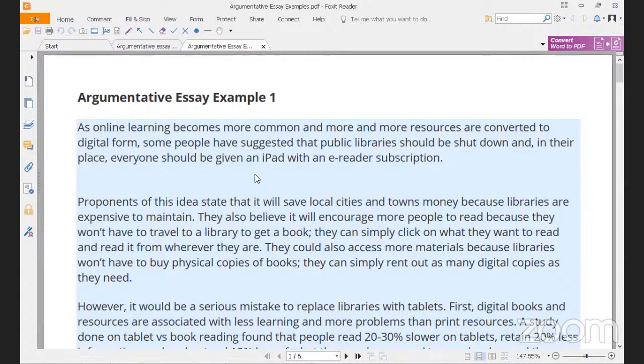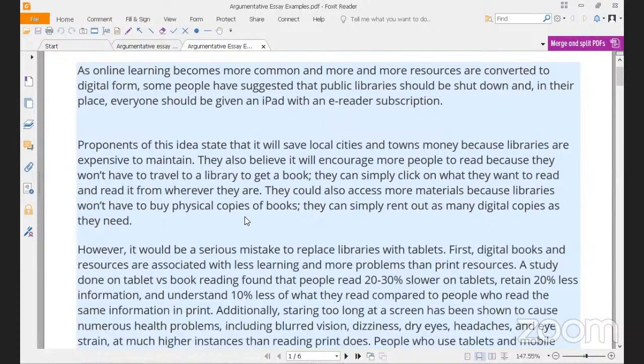As online learning becomes more common and more resources are converted to digital form, some people have suggested that public libraries should be shut down, and in their place, everyone should be given an iPod with an e-reader subscription. Oh my God, no more libraries. This is a good essay. I like it. So let's see, let's go into the second paragraph. Camila?